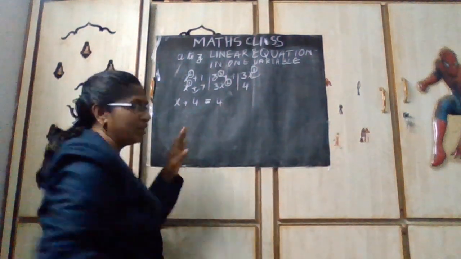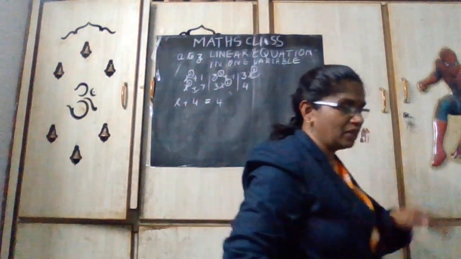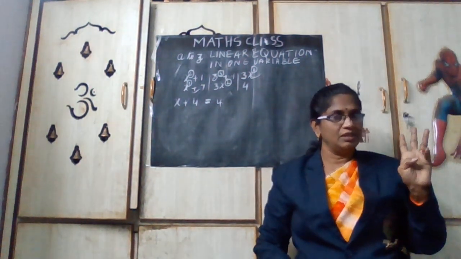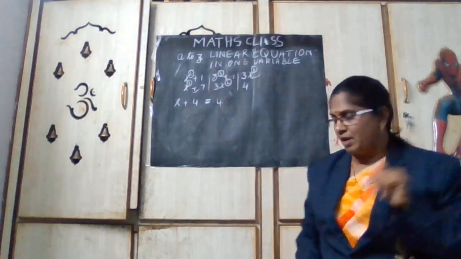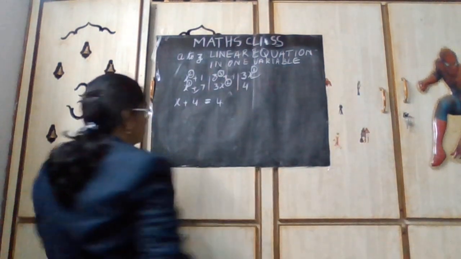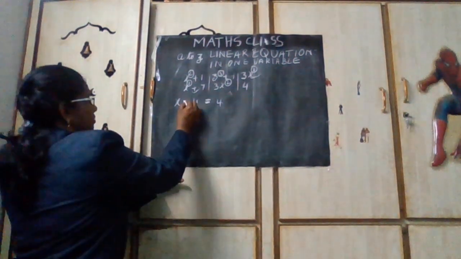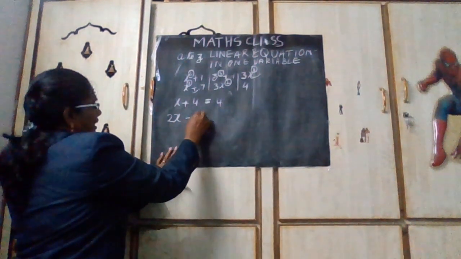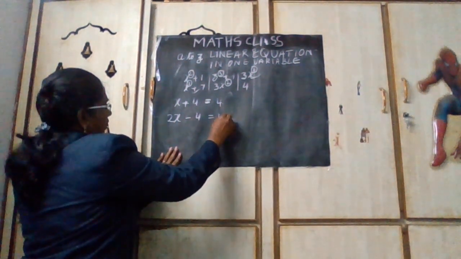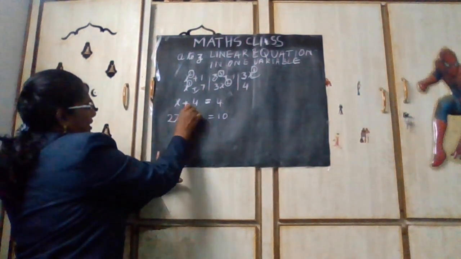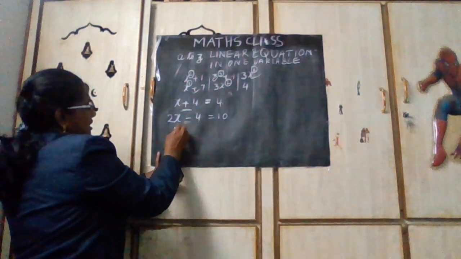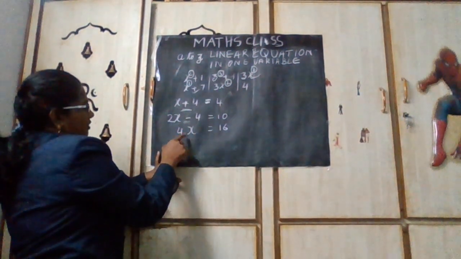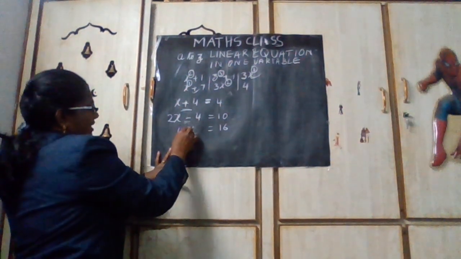So here you know the 4 fundamental operations of mathematics. What are the 4 fundamental operations in maths? Addition, subtraction, division, multiplication. I am taking different types of equations using these symbols. First, I use plus. Next I am using 2x minus 4 is equal to 10. What is the symbol I used? Subtraction. Next, 4x is equal to 16. What is the symbol I used here? Into. You can't see it, but it is 4 into x.